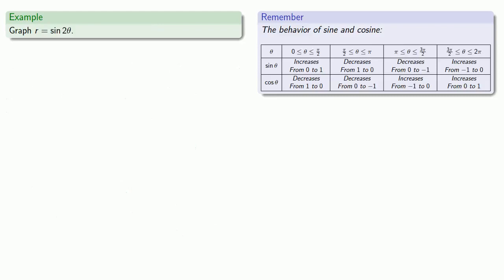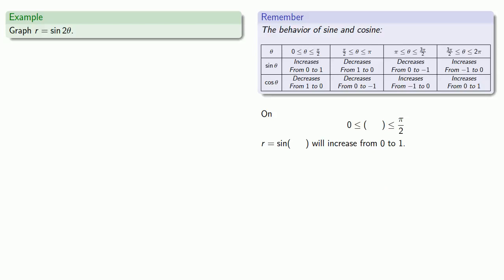So how about r equals sine of 2 theta? So again, let's consider the behavior of sine and cosine. And it's important to remember that even though we called this theta because we had to call our angle something, what this really is, it's the angle that we're taking the sine or cosine of. So we can think about this as r equals the sine of something, and so I know that as long as that angle is between 0 and pi over 2, r equals the sine of it will increase from 0 to 1.